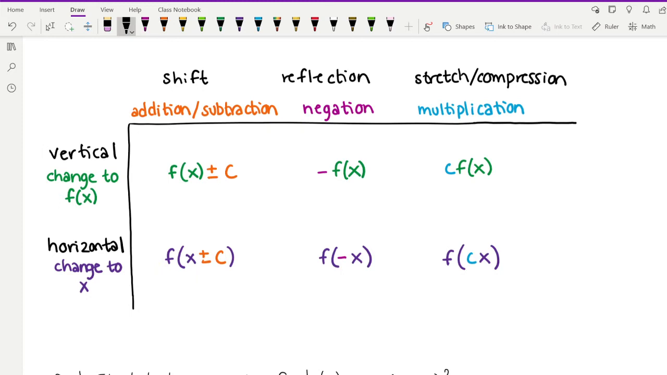So that would mean shifting your graph to the left or right, reflecting it over the Y axis, or stretching it or compressing it horizontally. So making it wider or narrower.